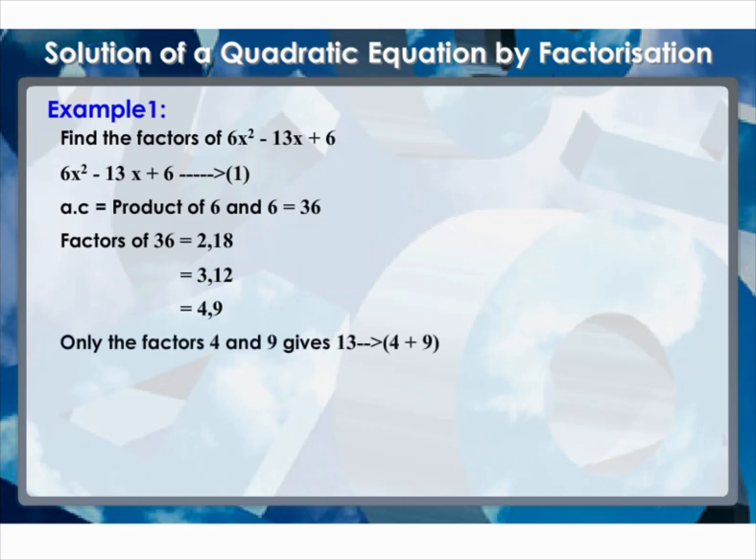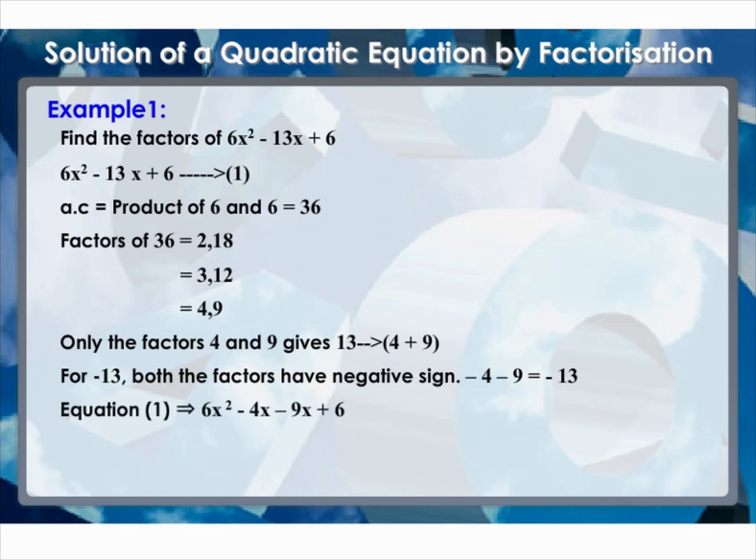Only the factors 4, 9 give 13. 4 plus 9. For minus 13, both the factors have negative sign. Minus 4 minus 9, that's equal to minus 13. Equation 1: 6x squared minus 4x minus 9x plus 6, that's equal to 2x into 3x minus 2 minus 3 into 3x minus 2, that's equal to 3x minus 2 into 2x minus 3.